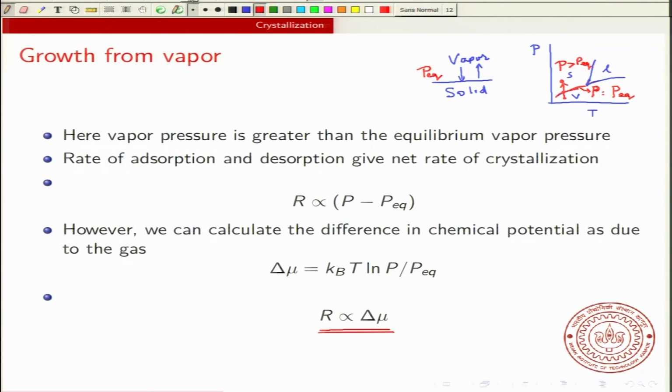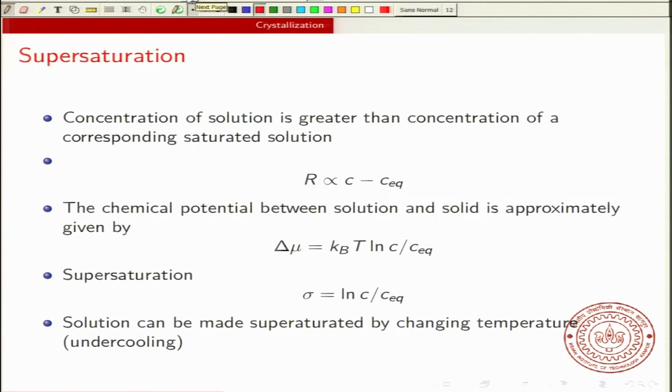Now the other common case that we consider is crystallization from a solution. During crystallization from solution, you can imagine that you have a solution and you have some part of a solid in that. So, this is a solid.